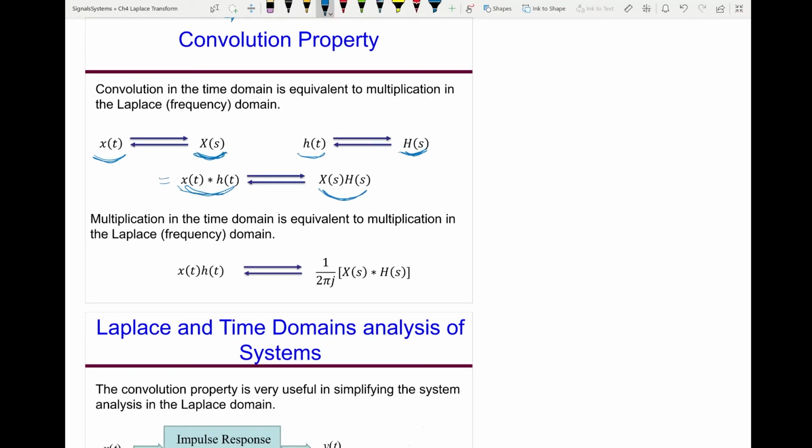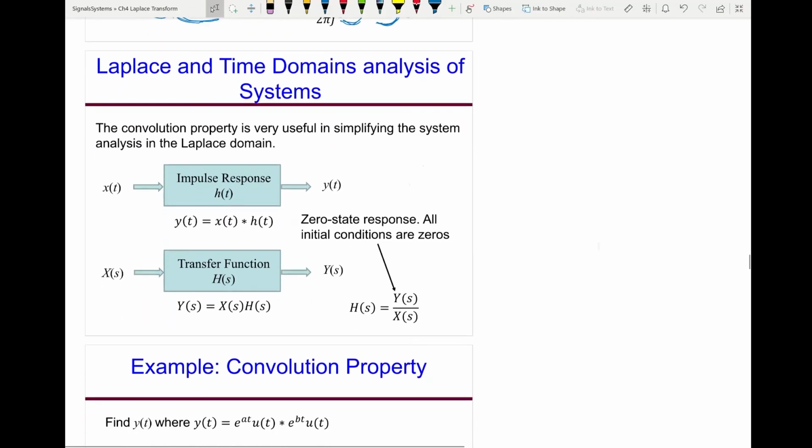The signal here, let's call it y of t. Now in the frequency domain, that will be Y of s. And I can get it just by multiplying X of s times H of s. Now multiplication in the time domain is convolution in the Laplace domain. Some of the properties we are not doing examples of because we will be using them in system analysis. Here we are just introducing them.